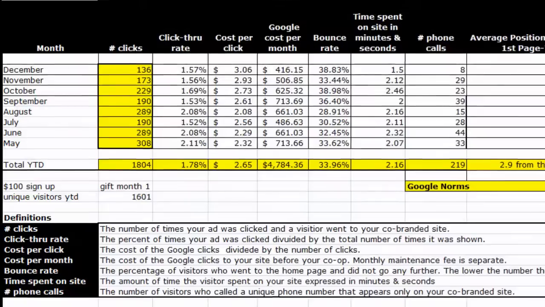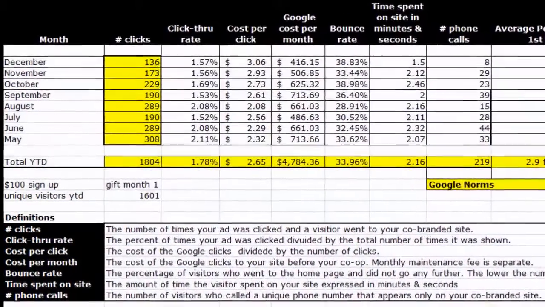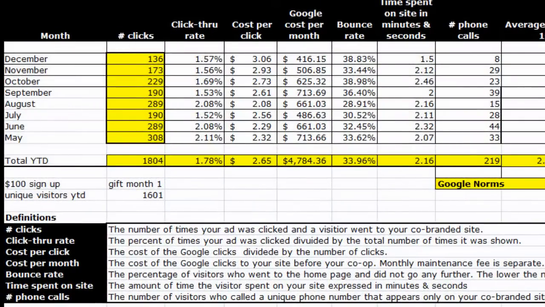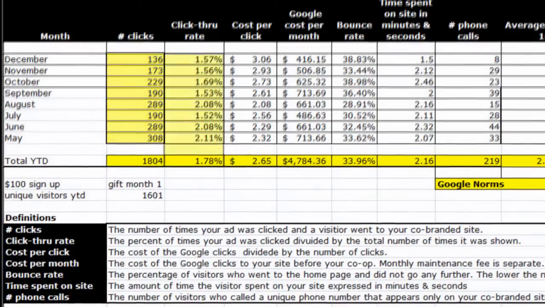The month is on the left and the clicks are in that first column. In this particular case, the year to date since May of last year for this particular distributor was 1,804 clicks. These are all paid clicks through Google advertising.